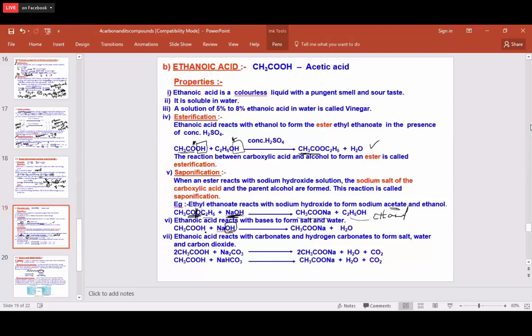So in the place of the hydrogen, the Na we have to substitute. CH3COONa plus water. So in the saponification reaction, we will be getting the ethanol as the product. In the neutralization reaction, we are getting the H2O. But in both of the reactions, we are having the same product, sodium acetate or sodium ethanoate.